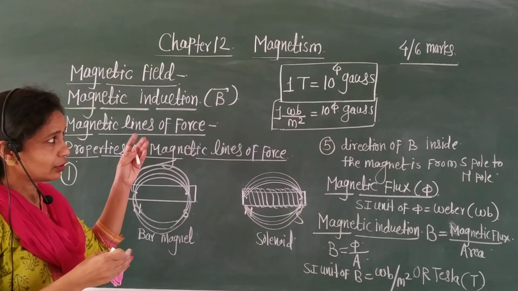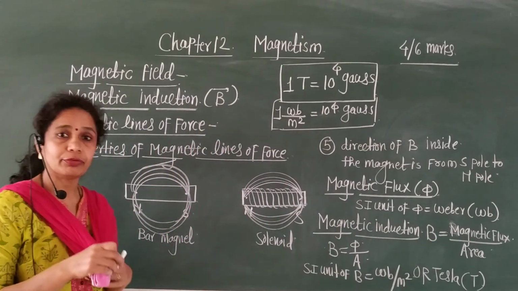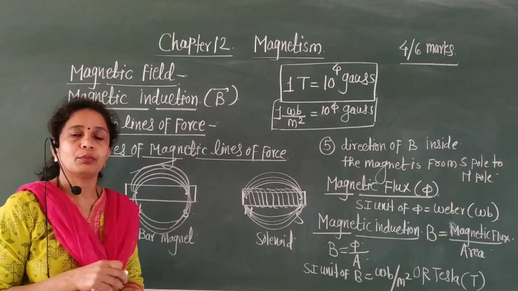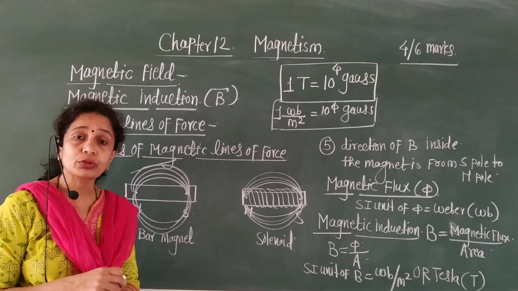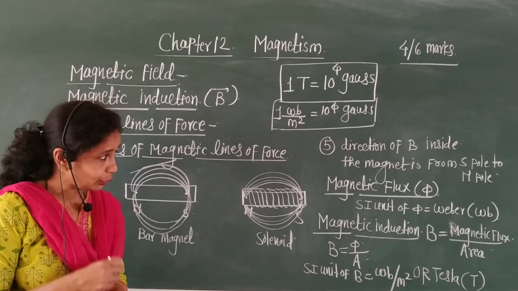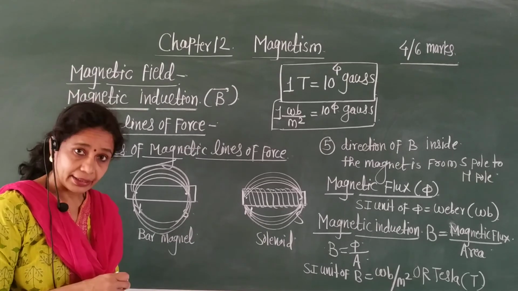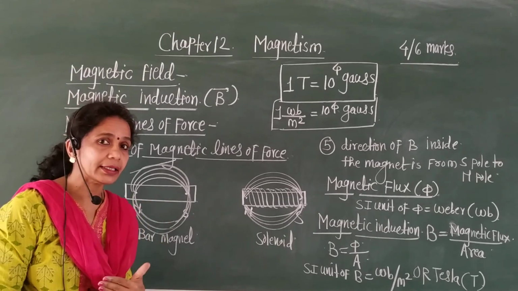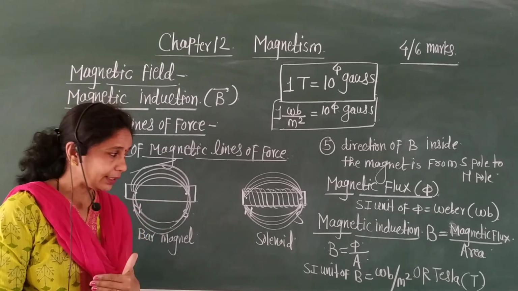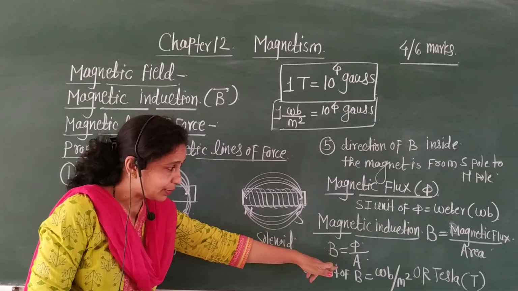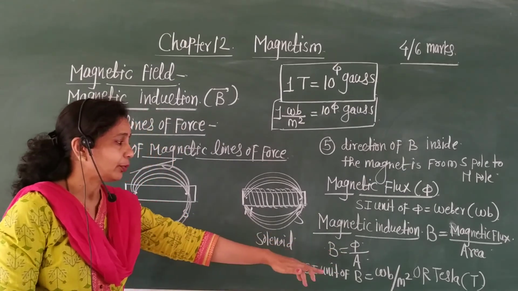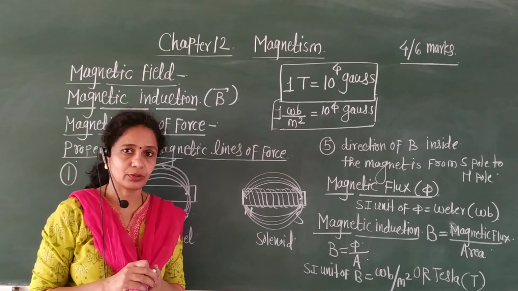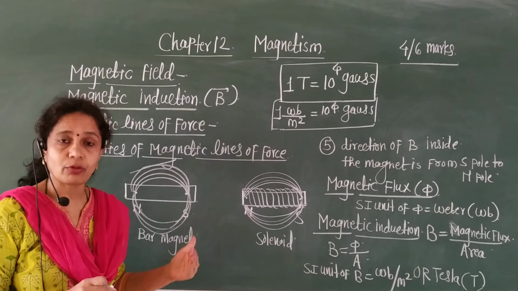This is all about the magnetic field, magnetic induction, magnetic lines of force, properties of magnetic lines of force, magnetic flux, unit of magnetic flux, then magnetic induction capital B is defined as the number of magnetic lines of force per unit area, then its formula is B is equal to phi upon A, therefore SI unit of B is Weber per meter square. Okay, therefore let us stop here.